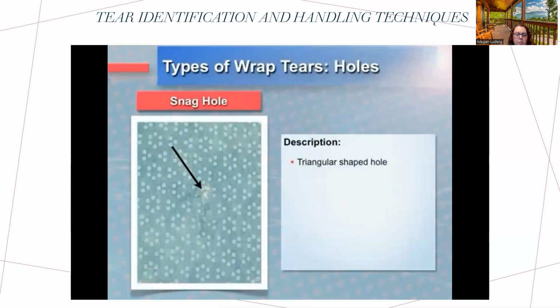Another type of hole is the snag hole. This hole is triangular in shape with loose fibers hanging from the edges. A snag hole may result from the wrap getting caught on something, such as a rough surface or a burr on a sterilizer cart.